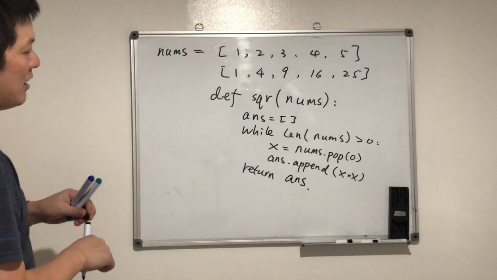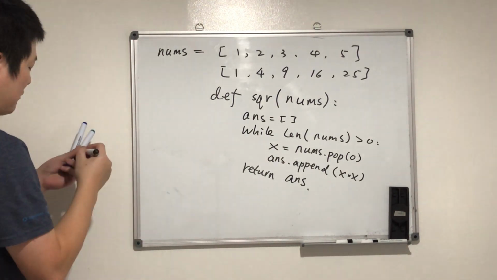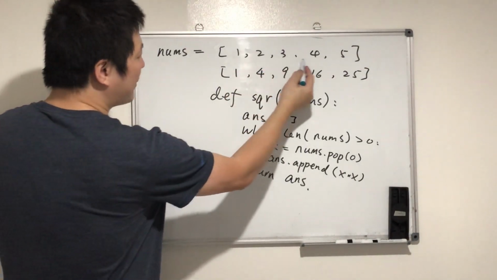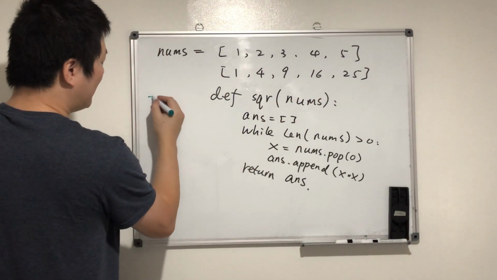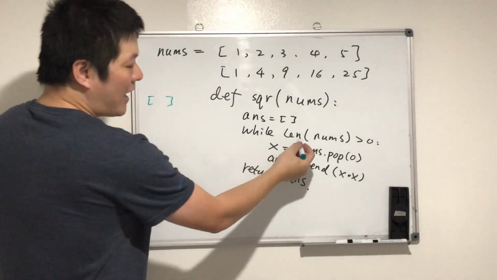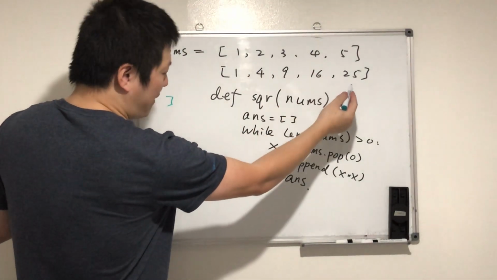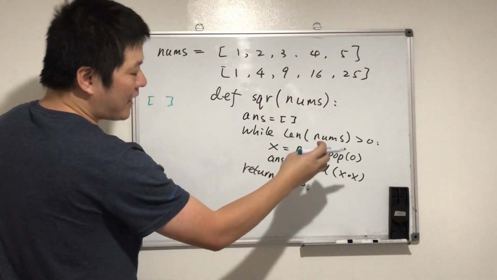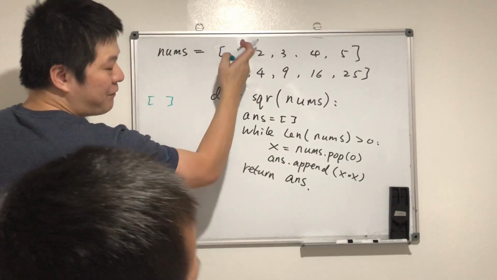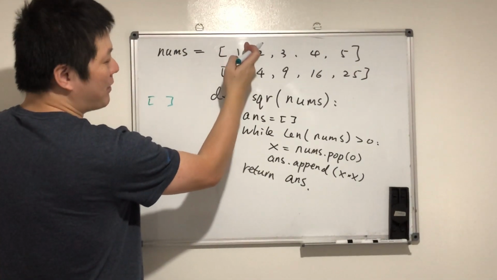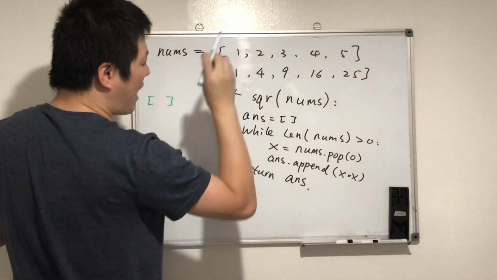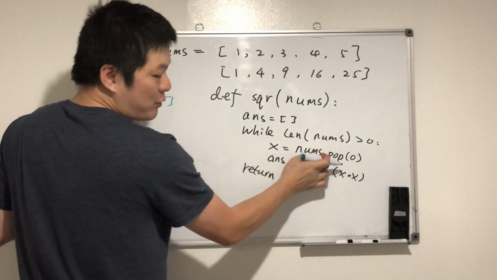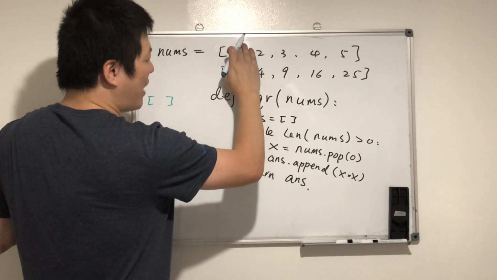Okay, so look what happened here. It's pretty simple. This numbers is 1, 2, 3, 4, 5. Answer is empty. The length of numbers is 5, which is bigger than 0. So every time I take the first number, the leftmost number from the numbers, I take it out, square it, and put it into the answer. And because of pop, it is removed, so 1 will be removed.